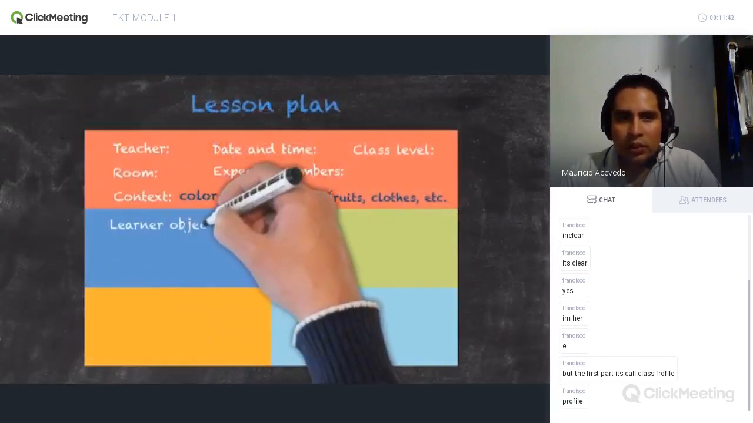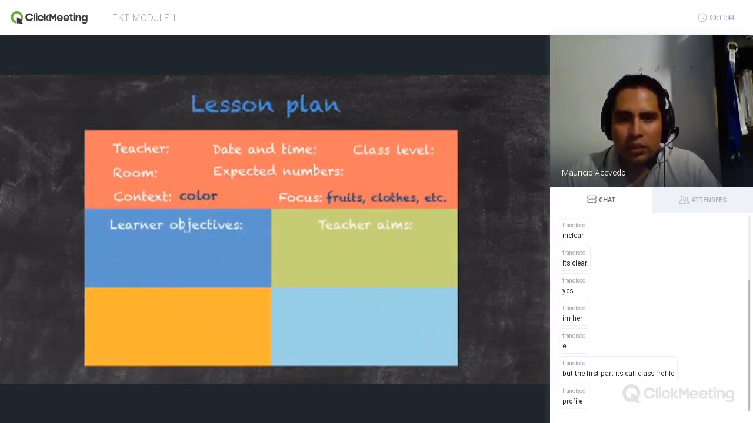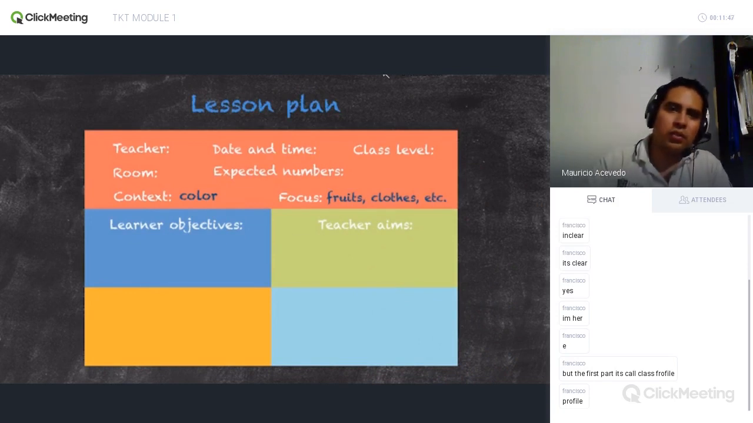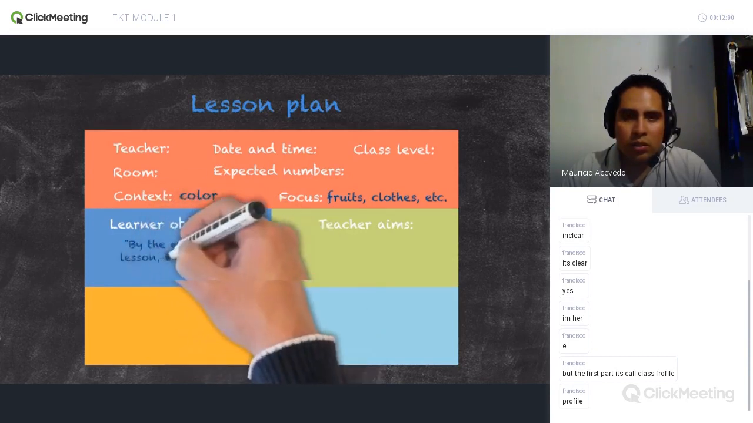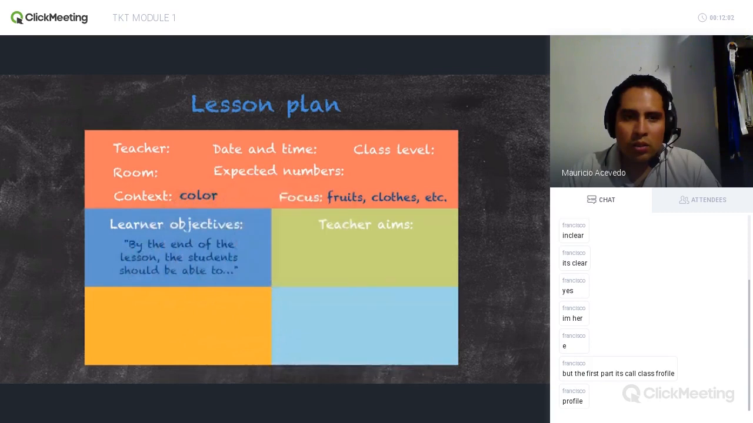Then we have a set of objectives and aims. Here, the learner objectives relate to what we're hoping the students are going to be able to do by the end of your lesson. And quite often that can be a useful way of writing out what the objectives are. So we would start the sentence, by the end of the lesson the students should be able to, and then a list of 2, 3 or 4 items that we're expecting the students to be able to do by completing this lesson. The learner objectives are different to the teacher aims. The teacher aims are what you are expecting from that lesson itself.